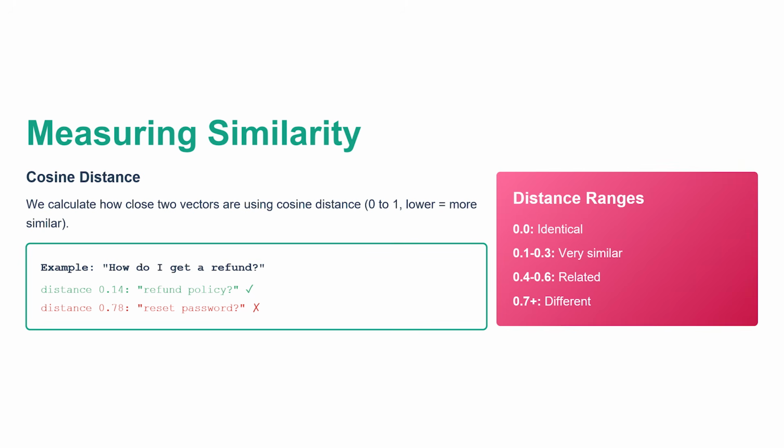Let me give you a real example. How do I get a refund compared to what is the refund policy might give you 0.14. That's a match, right? But how do I get a refund versus can I reset my password? That's 0.78. Totally different, no match. Now, quick caveat, these numbers can shift depending on which embedding model you're using and what your data looks like. So don't just copy these thresholds blindly.